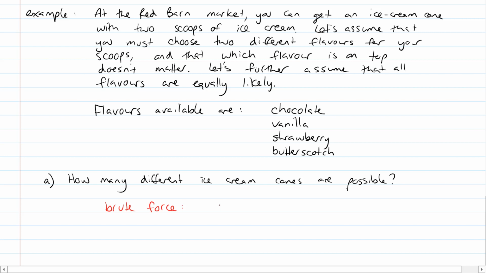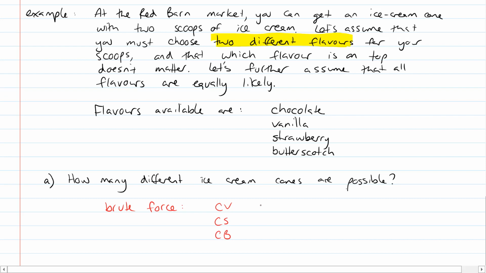So if our first scoop is chocolate, the problem description says you must choose 2 different flavors. So we can't have chocolate and chocolate. We could have chocolate and vanilla. We could have chocolate and strawberry, or chocolate and butterscotch.